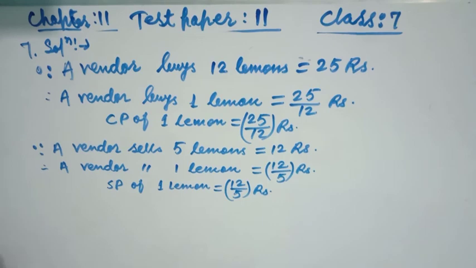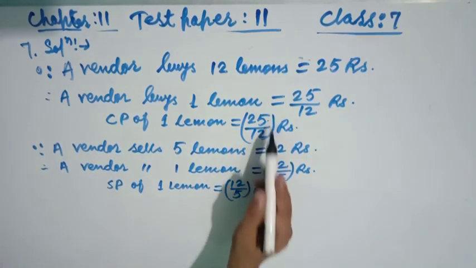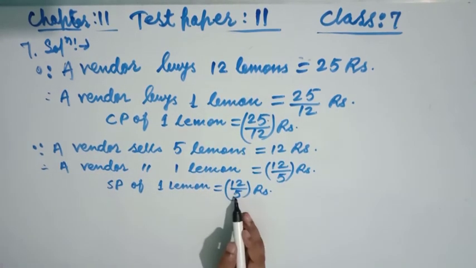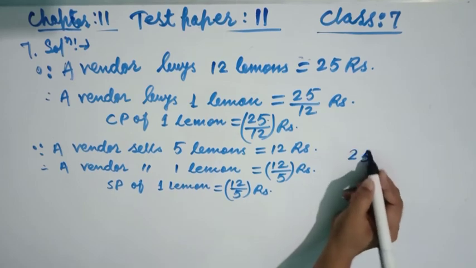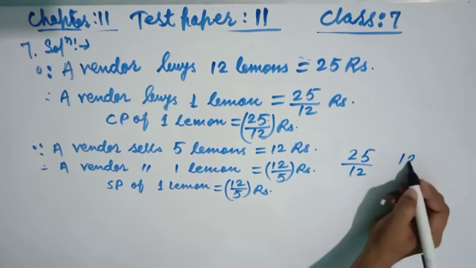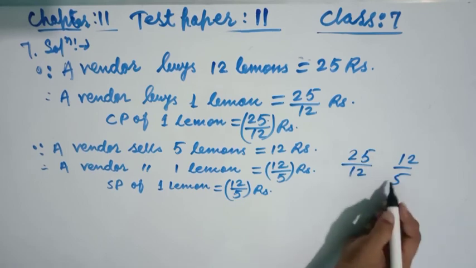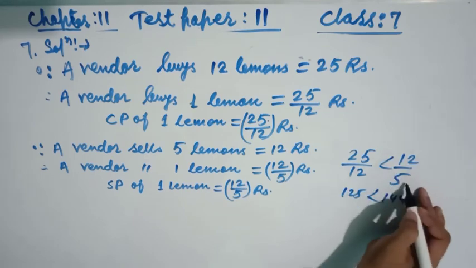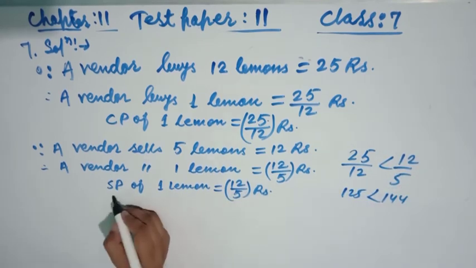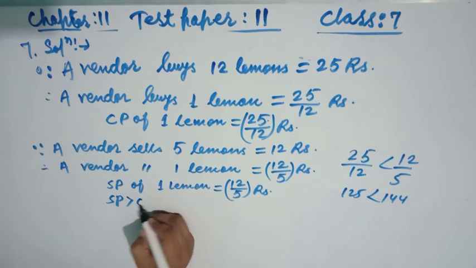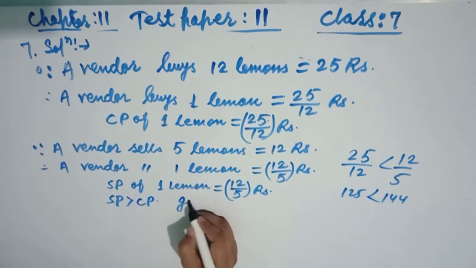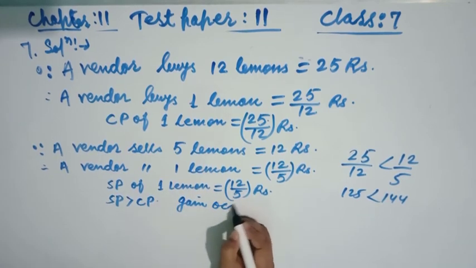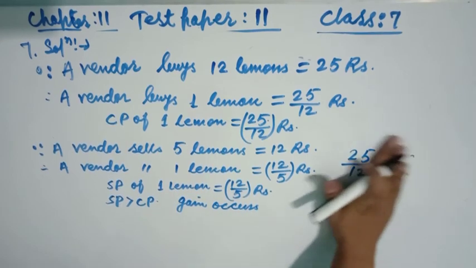Now, friends, this and this are in fraction form. This is the CP and this is the SP. So which is greater? Let me check. Either you can check or find directly without any checking. By cross multiplication, this is 25 times 5, 125, and this is 12 times 12, 144. So 12 by 5 is greater. So here the SP is greater than the CP, friends. So the gain occurs, and we have to find the percentage gain.